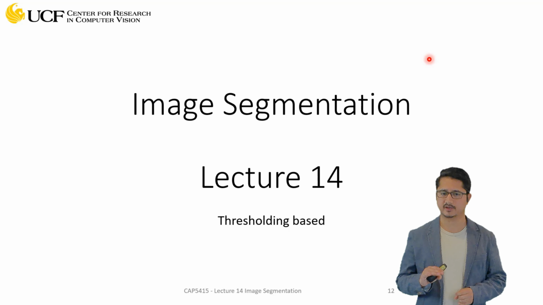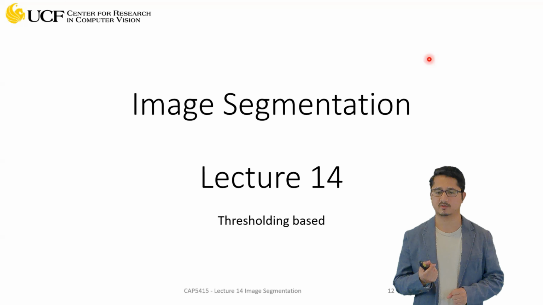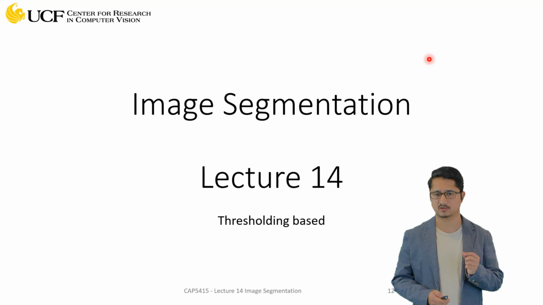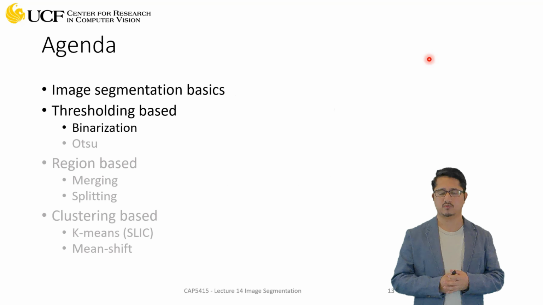And the high level idea is to use some kind of threshold to determine whether this is an important segment or this is not an important segment. And in this case, we are targeting a very specific kind of segmentation, which is called binary segmentation, where we're just trying to differentiate between foreground pixels and background pixels.